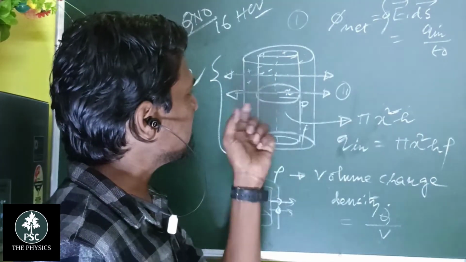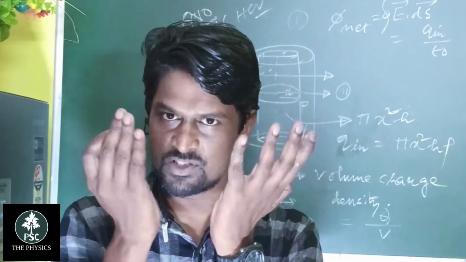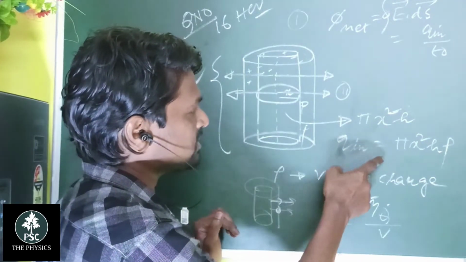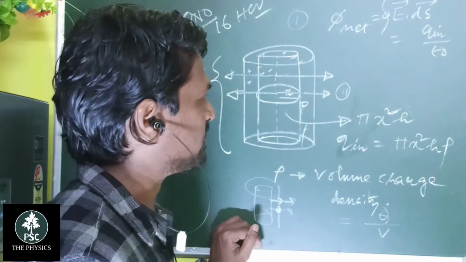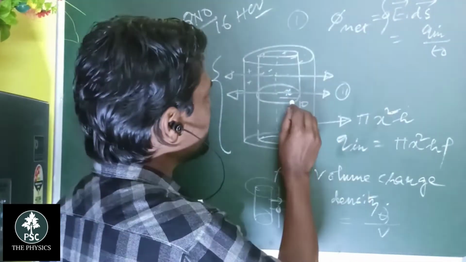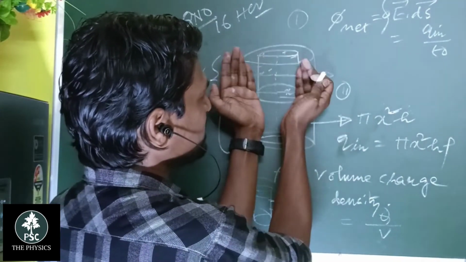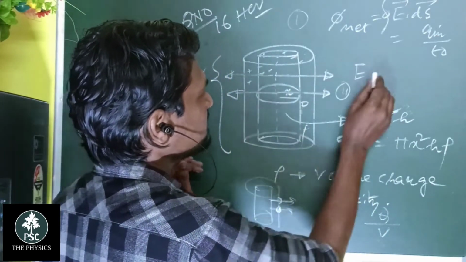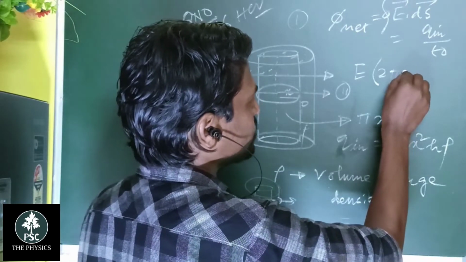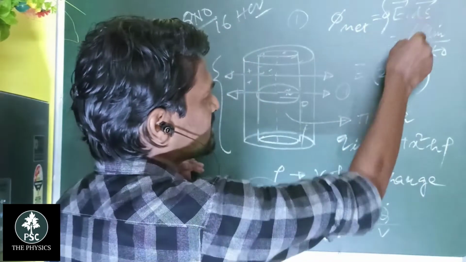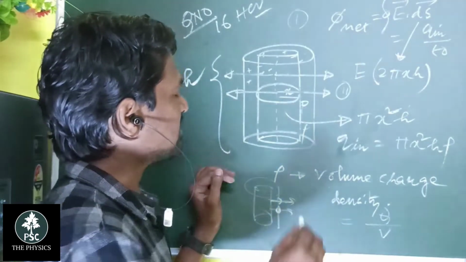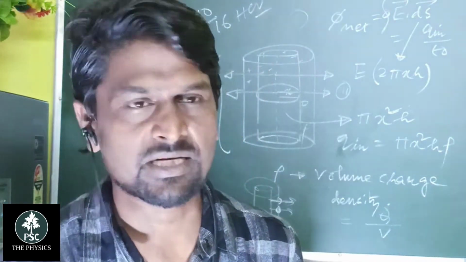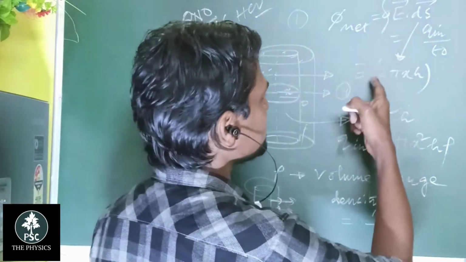So pi x squared h is the volume of the imaginary cylinder, the Gaussian surface. So this is q inside. Now the flux, E dot ds: if we integrate the electric field over this surface, then electric field into surface area, this is 2 pi r h, so this is 2 pi x h. Why is the surface 2 pi r h? Since the radius of this cylinder is x, the curved surface area of this cylinder is 2 pi x h.